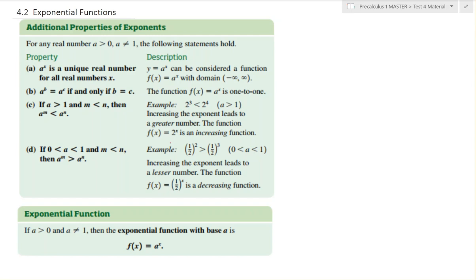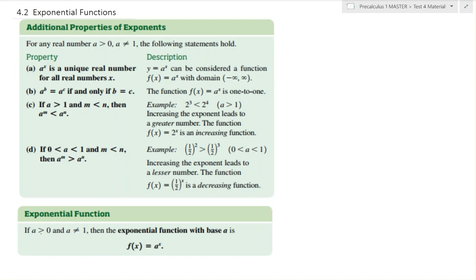an increasing function. However, if a is between 0 and 1 and m is less than n, then a to the m is greater than a to the n. For example, 1/2 squared is going to be larger than 1/2 to the third. This is because a is a number between 0 and 1. So increasing the exponent leads to a lesser number. The function f of x equals 1/2 to the x, therefore, is going to be a decreasing function.